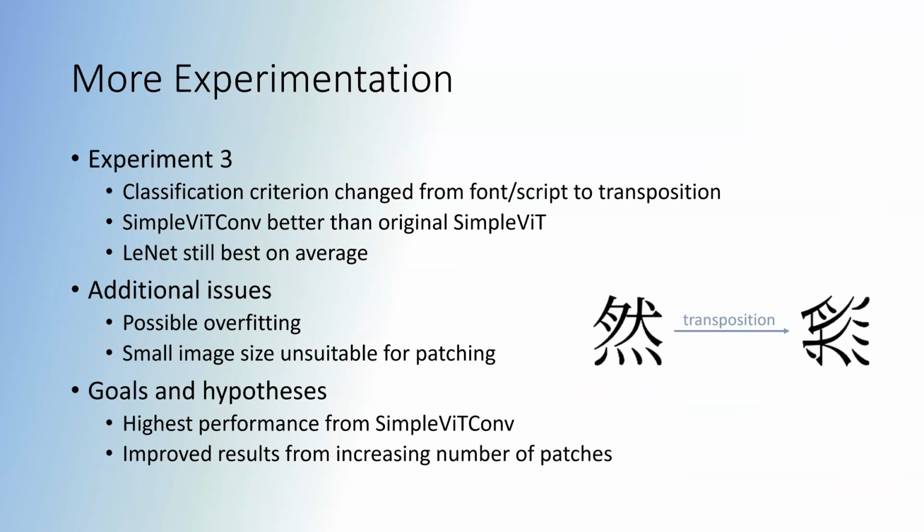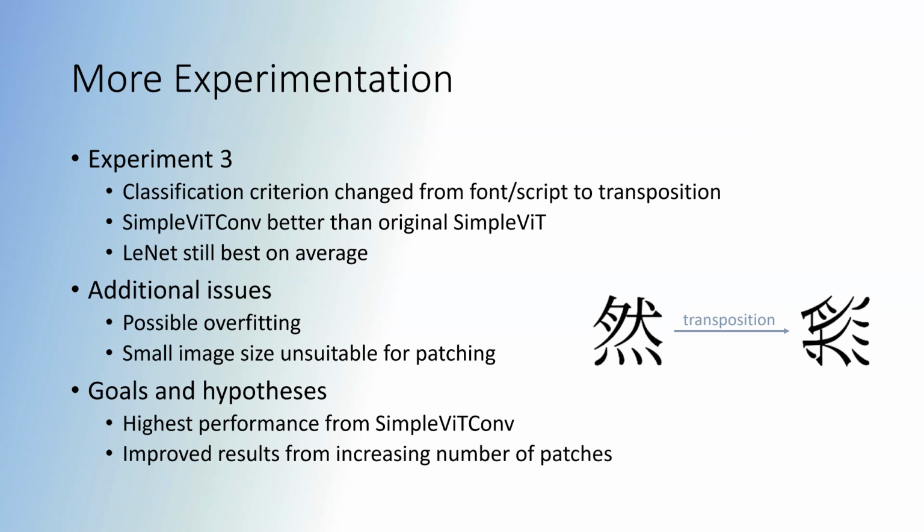Now for more experimentation. First, I changed the classification criterion from identifying font or script to a transposition. This is because I realized that font could be relying on details like serifs, which would defeat the purpose of using a structurally advantaged ViT. Simple ViT Conv is much better than the original one, but LeNet is still the best on average. I found some additional issues.